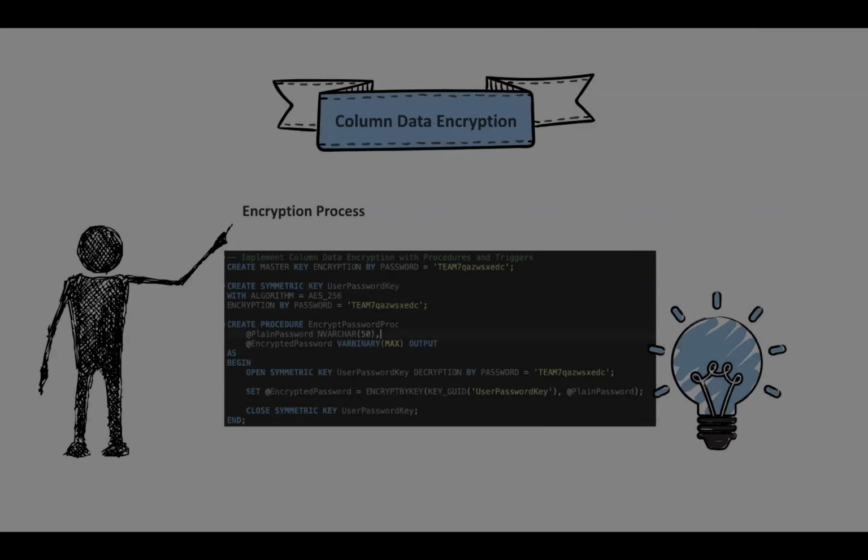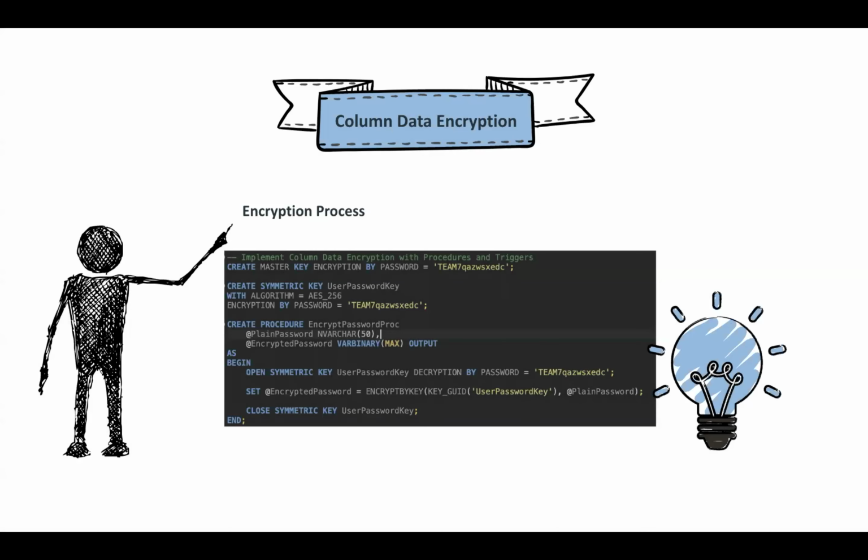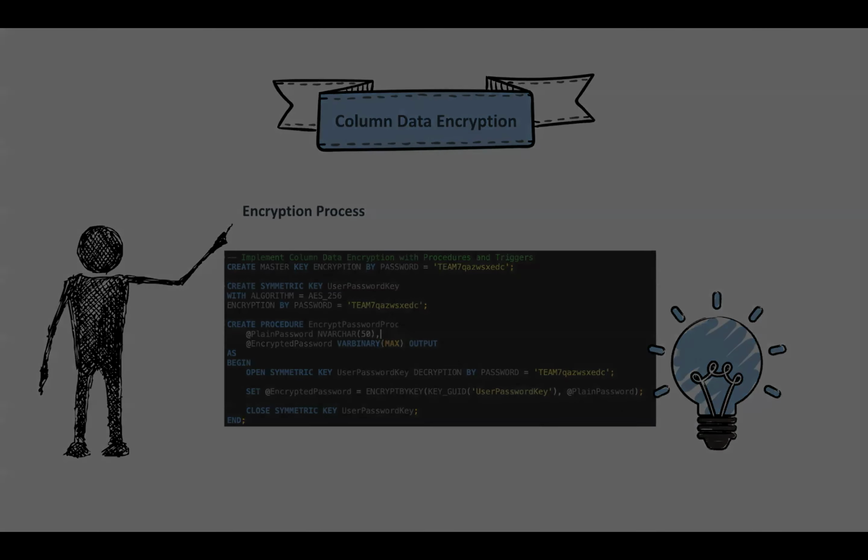For part 4, column data encryption, we secured the password stored in the user table. This approach leverages SQL Server's built-in functions combined with stored procedures and triggers to automate the process. To begin, the master key secures the entire encryption, while the symmetric key handles the actual encryption and decryption using the AES 256 algorithm. For the encryption process, we developed a stored procedure to encrypt plain text passwords using the encrypt by key function and output the encrypted binary value. Next slide, please.